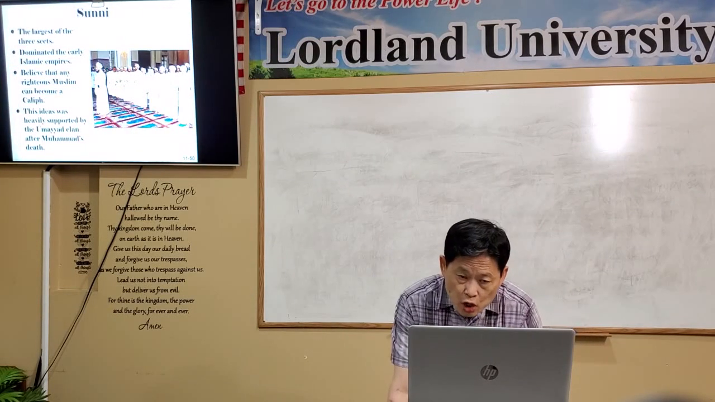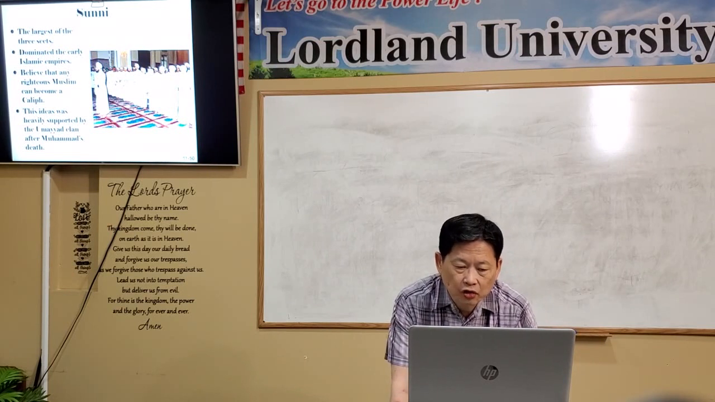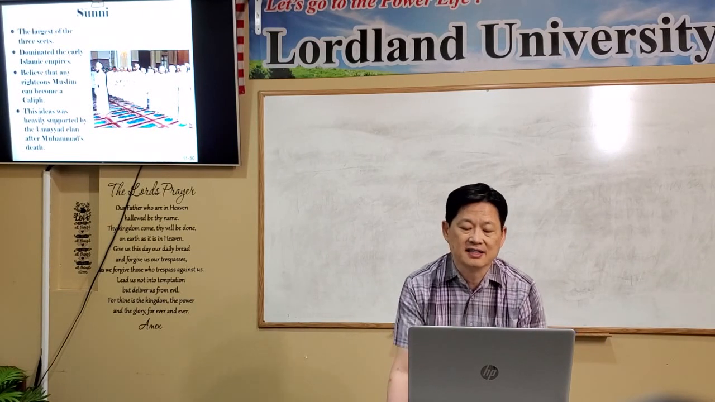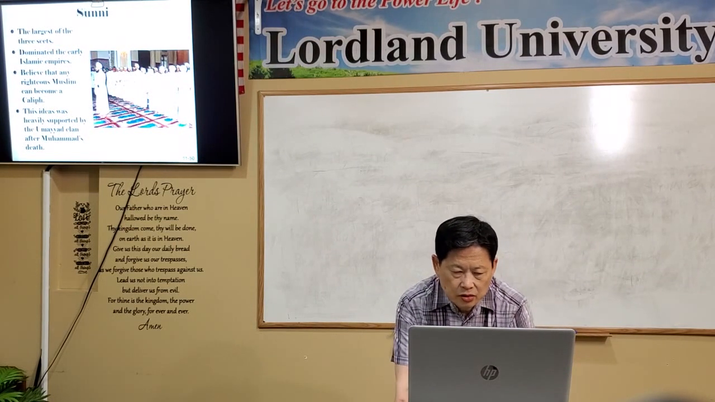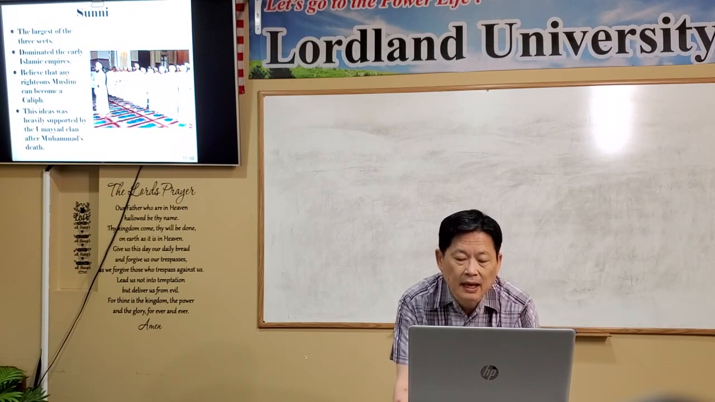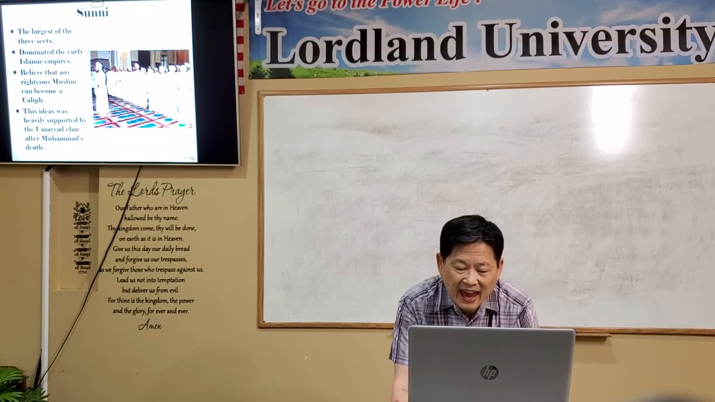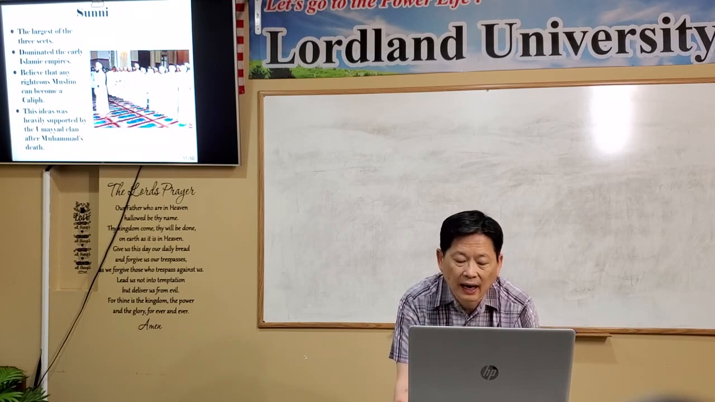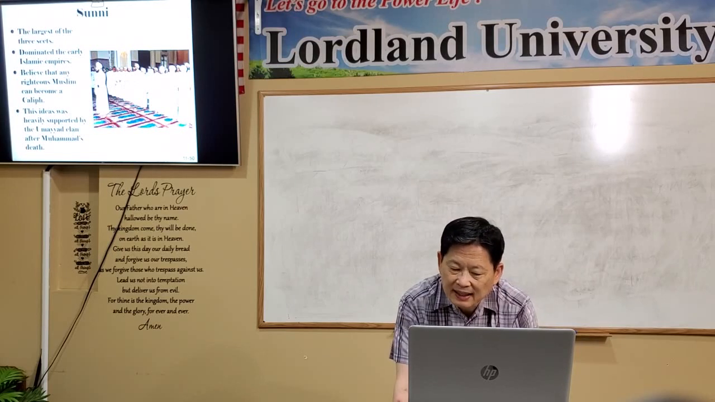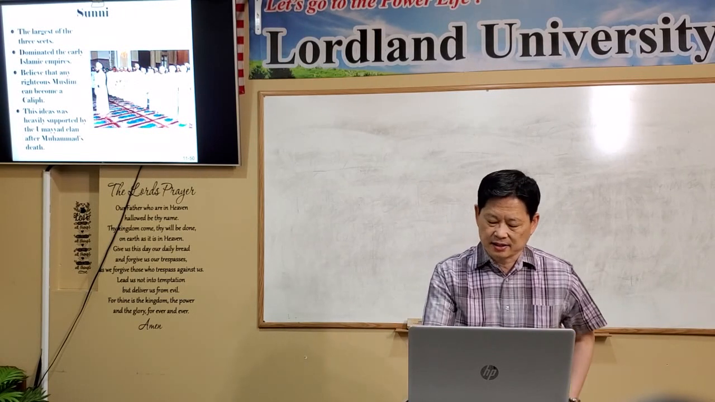Sunni is the largest of the three sects. Sunni dominated the early Islamic empire. Sunni believe that any righteous Muslim can become a caliph, become a leader. This idea was heavily supported by the Umayyad clan, the Umayyad dynasty, after Muhammad's death.